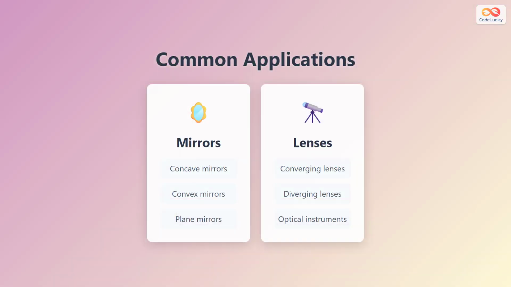Magnification is a concept used in many optical devices. In mirrors, we calculate magnification for concave mirrors, convex mirrors, and plane mirrors, each producing different types of images. In lenses, magnification applies to converging lenses and diverging lenses, which are used in various optical instruments like microscopes, telescopes, cameras, and eyeglasses. Understanding magnification helps us design and use these devices effectively.